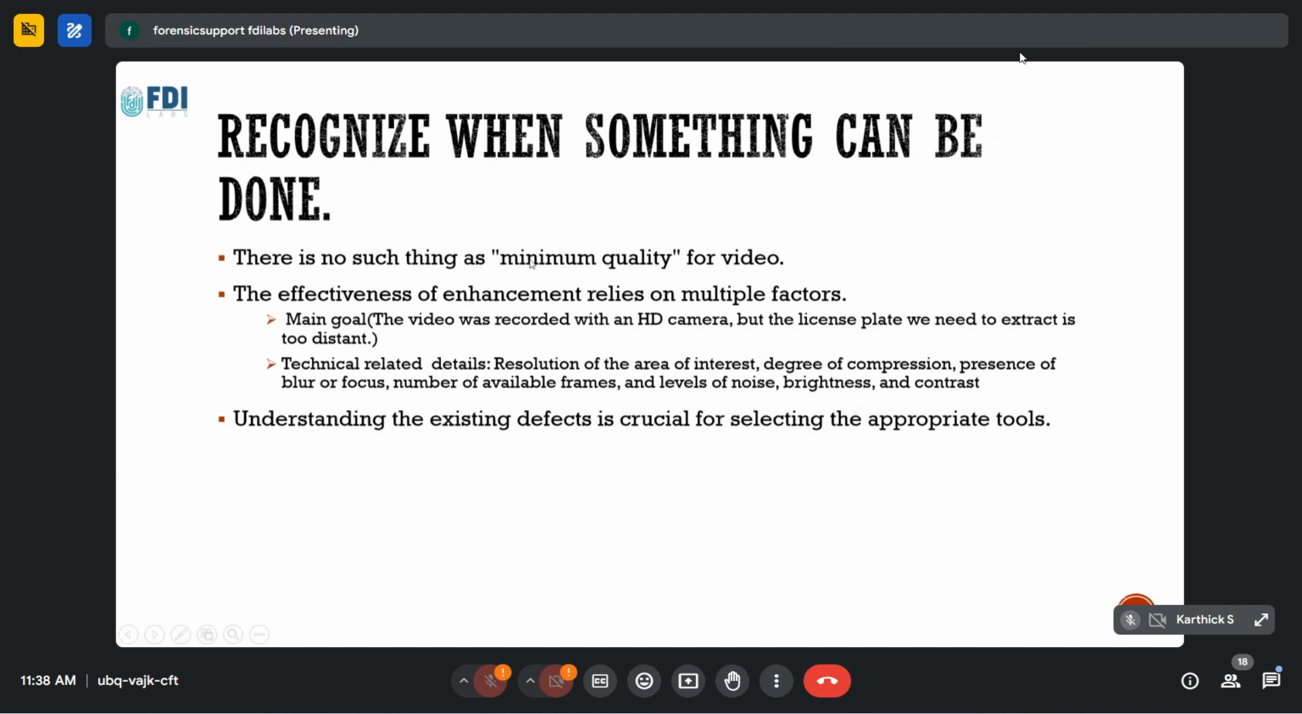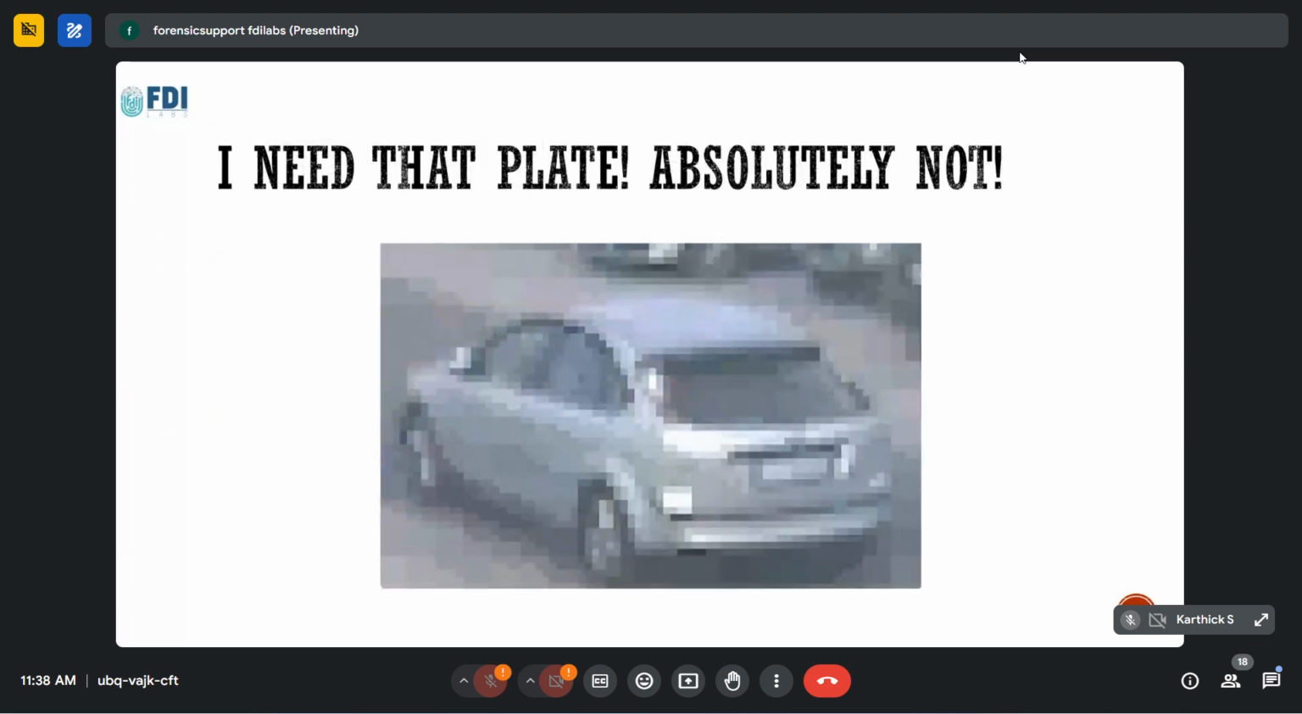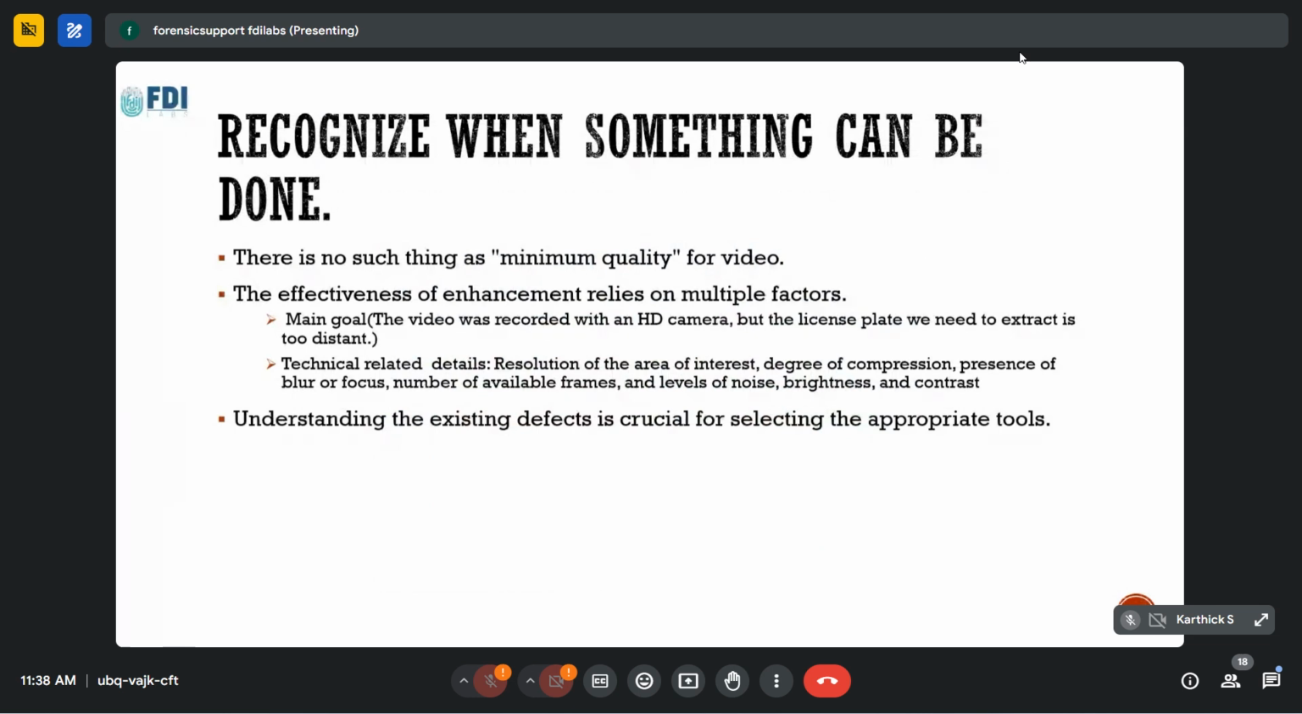So we can read that there is no such thing as minimum quality for video. The effectiveness of enhancement relies on multiple factors. Like, one of the factors is that the video was recorded with an HD camera, but the license plate we need to extract is too distant.